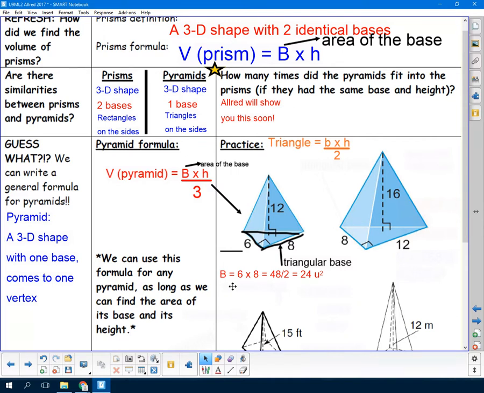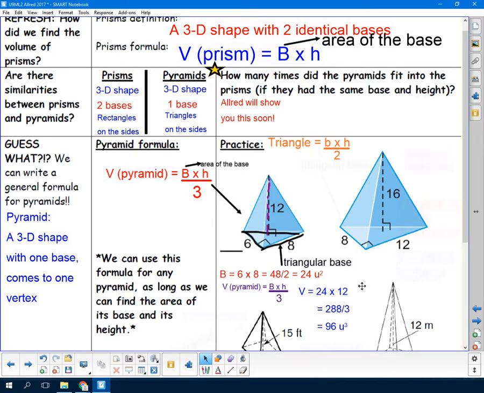Just trying your best to follow me. Like I just said, to find the volume of a pyramid, you do base times height, big B times H, divided by 3. So I still have some more work to do. I'm going to take my big B, 24 units squared, and multiply by 12. That 12 represents the height of the pyramid from bottom to top, from base to vertex.